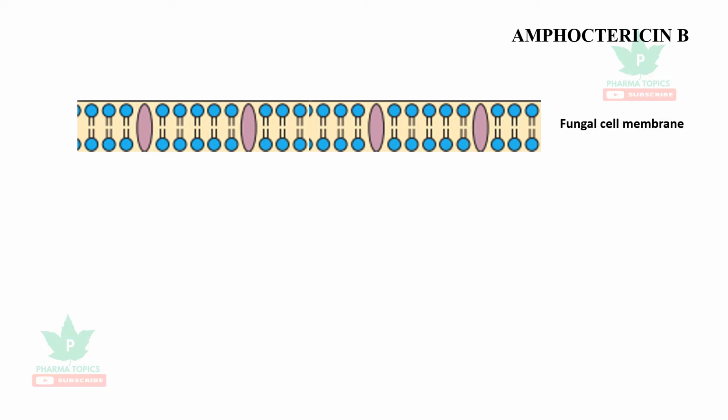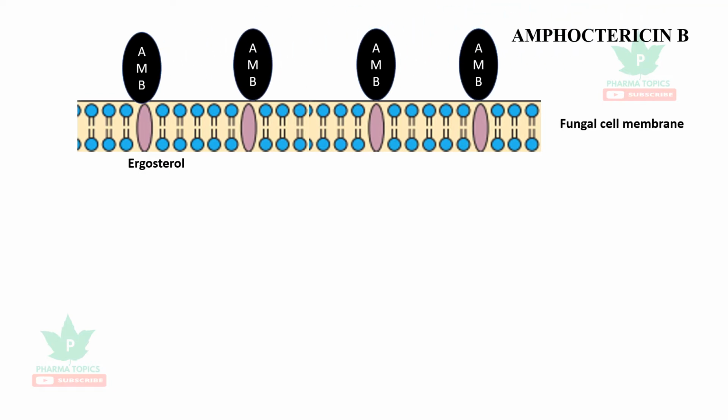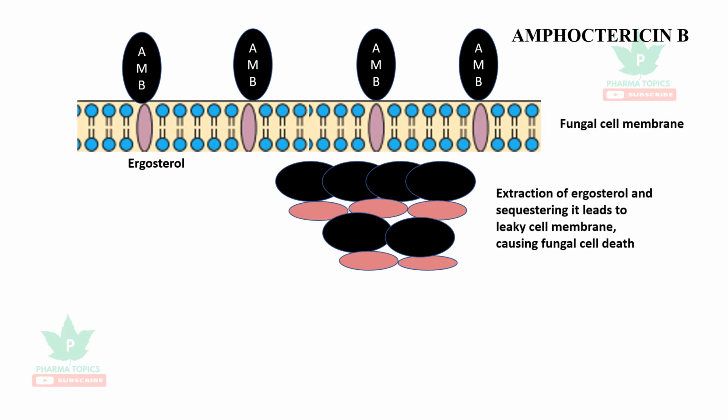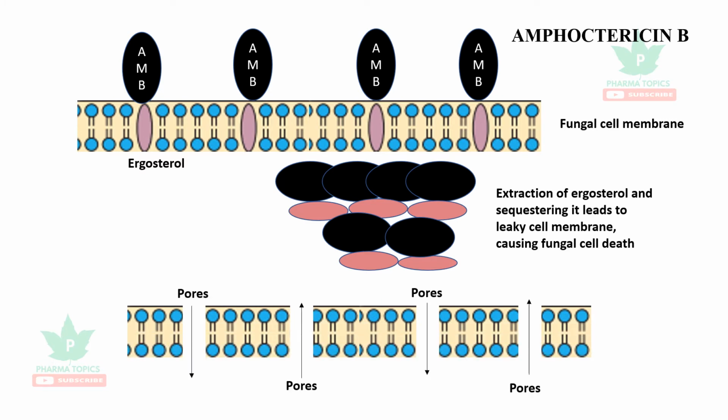The fungal cell membrane, as previously mentioned, contains an important sterol called ergosterol. When amphotericin binds to the cell membrane, it causes sequestering of the ergosterol, and it leads to a leaky cell membrane causing fungal cell death. Actually many pores are formed in the cell membrane, where the contents of the cell flow outwards without any control and extracellular contents come into the cell and affect the cell integrity. So this is the mechanism of action of amphotericin B.